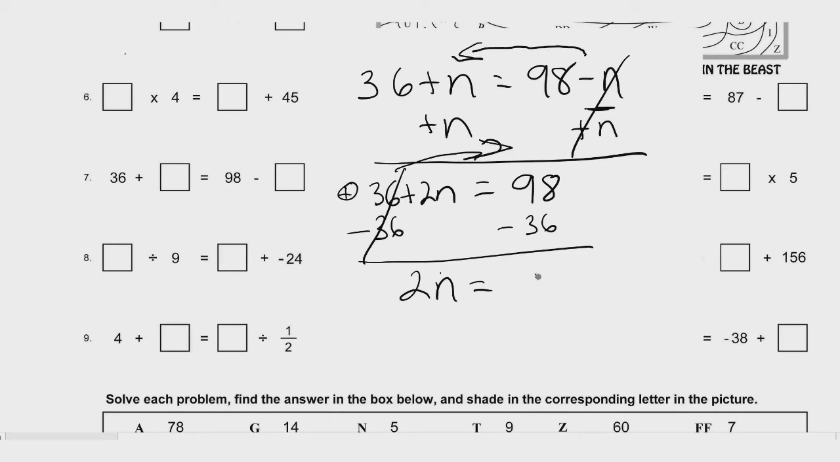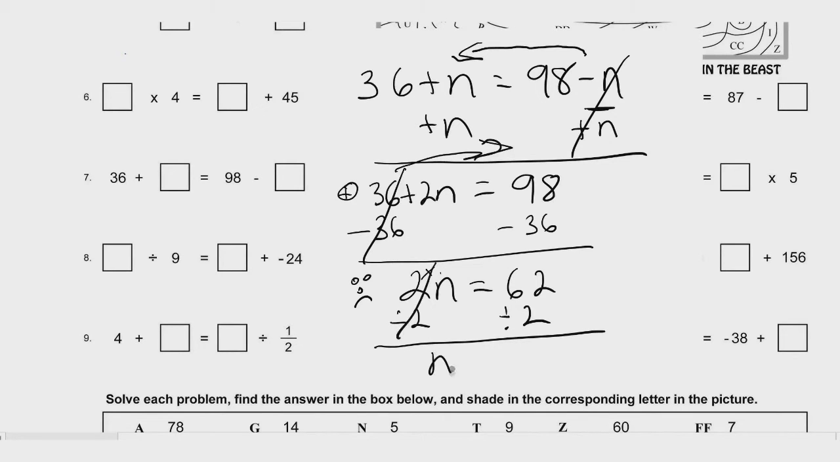Well, 8 minus 6 is 2. 9 minus 3 is 6. We get 62. But over here we have the 2 next to the n, so no one is happy. And again, this is multiplication. By now you should know that a 2 next to the n, or a 3 next to a variable, or a number next to a variable is all multiplication. So the opposite of multiplication is division. So we divide both sides by 2.